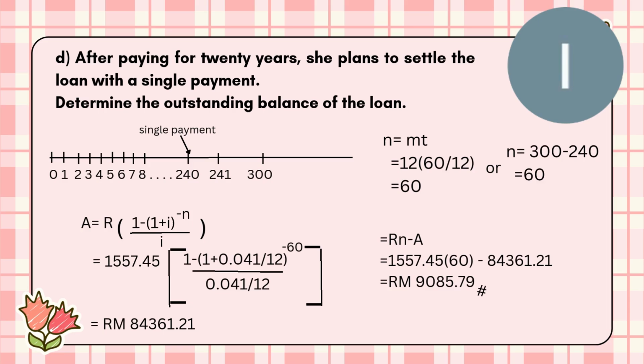Moving on to the next objective, which is the outstanding balance of the loan, it is regular payment times number of payments minus the present value of annuity. 1,557 ringgit and 45 cent times 60 minus 84,361 ringgit and 21 cent, which is equal to 9,085 ringgit and 79 cent.